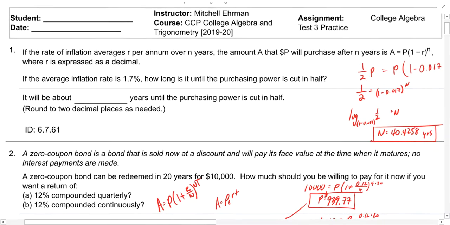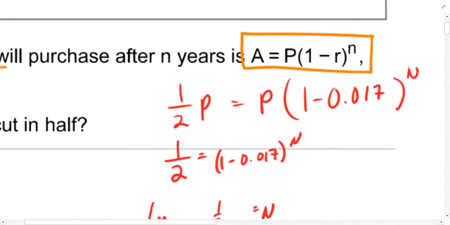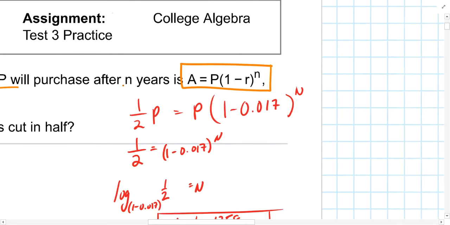So in problem number 1, we're told that the rate of inflation averages R per annum, or per year, over n number of years. So the amount A, the amount of money that P dollars will purchase, in other words purchasing power here, the dollar in today's market is not going to be the same as a dollar in future markets, is based upon this particular function. And we would call this an exponential function because the variable n is our independent variable. That variable is stashed here in the exponent.